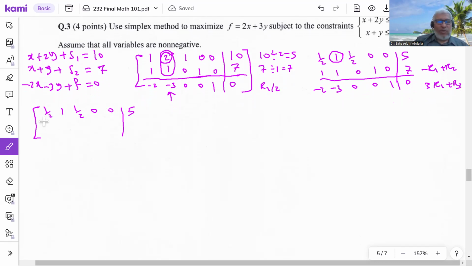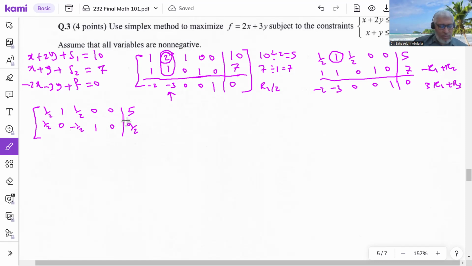Negative half plus 1. Negative 1 plus 1. Negative half plus 0. 0 plus 1. 0 plus 0. Negative 5 over 2 plus 7, 14, it is 9 over 2. Okay. Negative plus 7. Yes, 9 over 2.